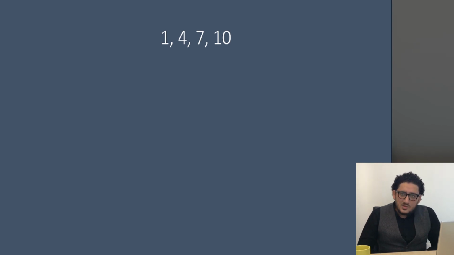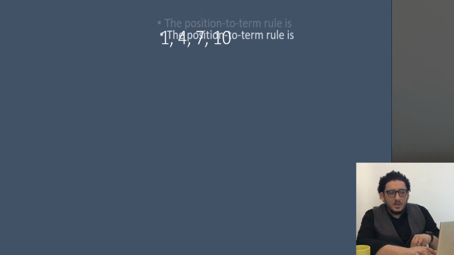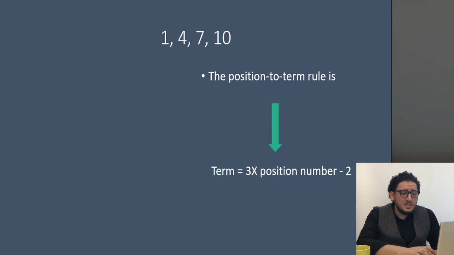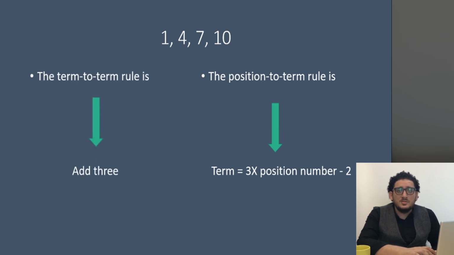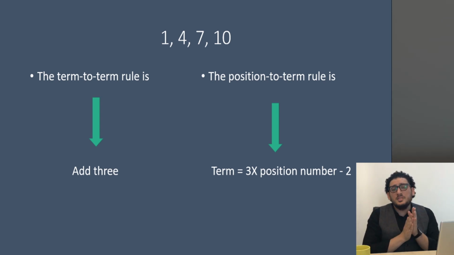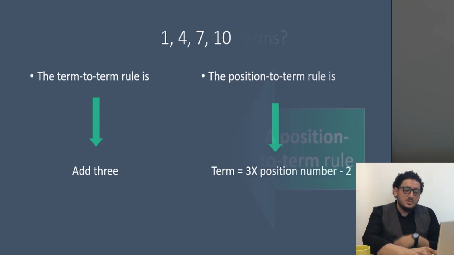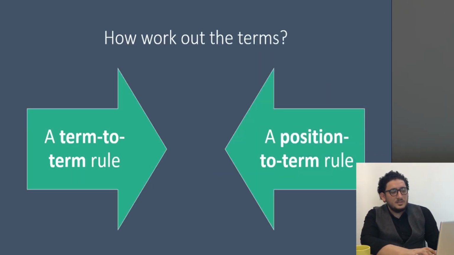So we generated the sequence from the position to term rule, and this is our today's way, the new way to find or to generate a sequence. The position to term rule is term equals 3 multiplied by position number minus 2. And the old way is the term to term rule, and it's adding 3. So we have here 2 different ways to find the terms of any sequence: the position to term rule and the term to term rule.